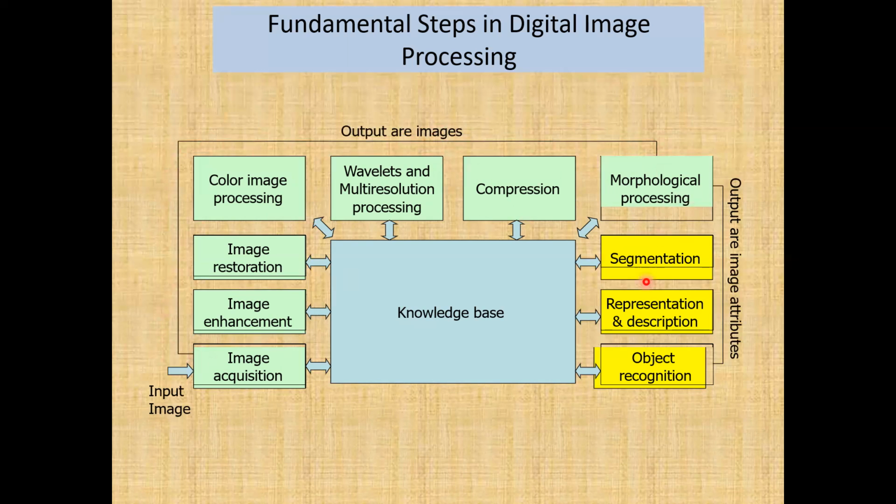The remaining steps, from morphological processing to object recognition, can be grouped under a technique in which the inputs are images, but the outputs are image attributes. It will not be images. It is going to contain certain attributes like textures, shape or boundaries of a particular image of interest. So these come under mid-level image processing techniques. Morphological processing is grouped under the low-level technique as well as under the mid-level technique.